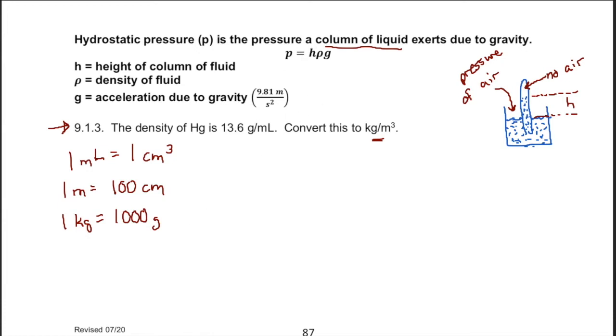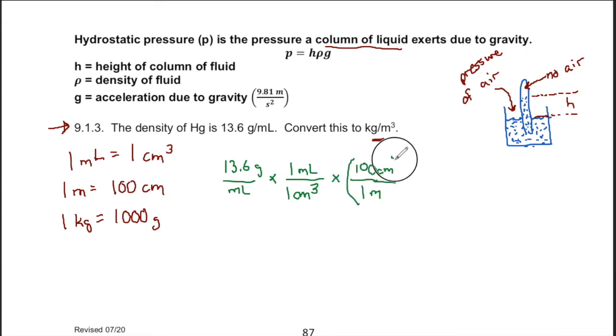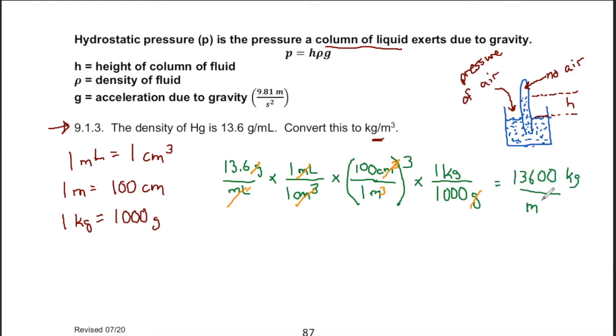So let's go ahead and do this conversion. We can convert milliliters to centimeters cubed fairly easily. The 100 centimeters to 1 meter I mentioned has to be cubed so that we can get cubic meters. And then we have to convert grams to kilograms. So when we cube this, our unit's going to end up with cubic centimeters and cubic meters. So the cubic centimeters are going to cancel and milliliters cancel. So this will give us kilograms per cubic meter. And we end up with 13,600 kilograms per cubic meter.